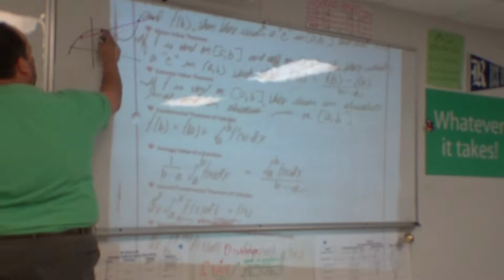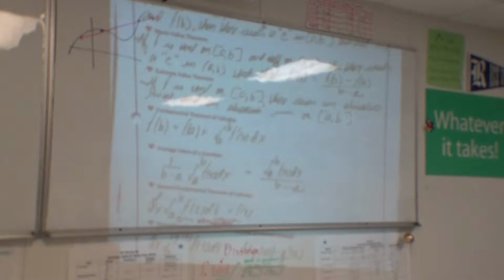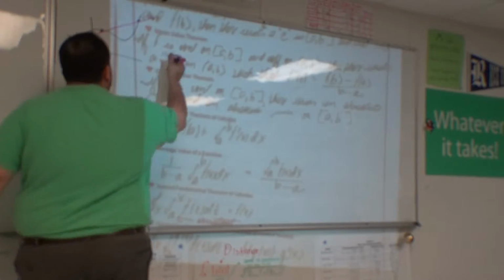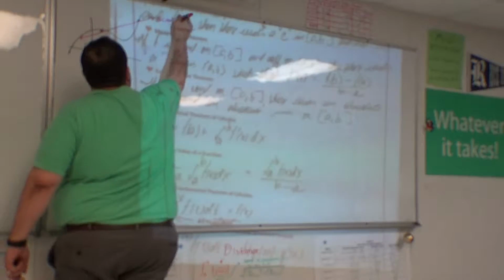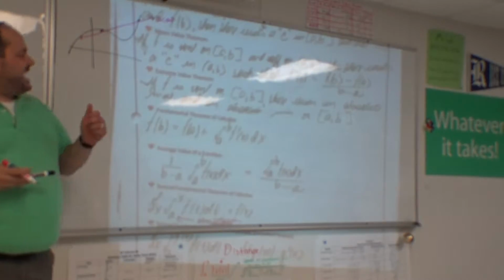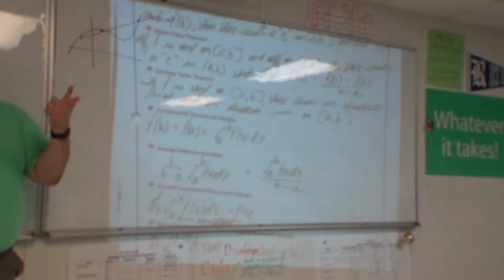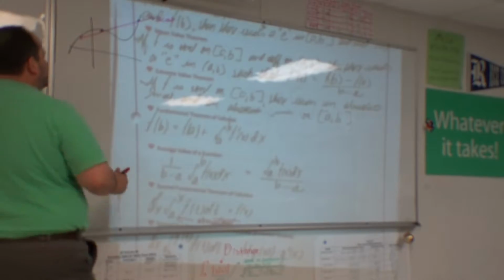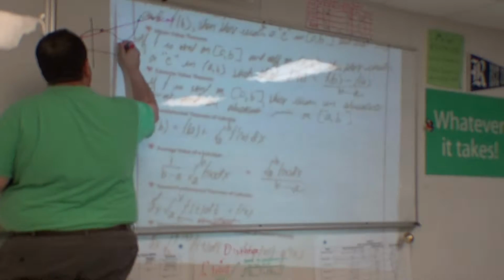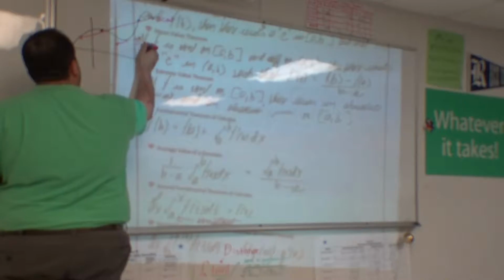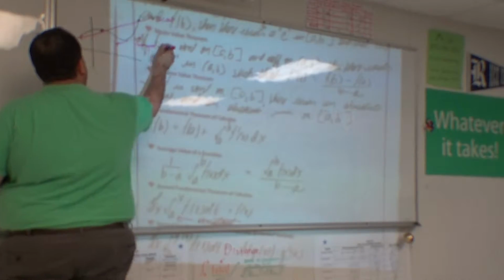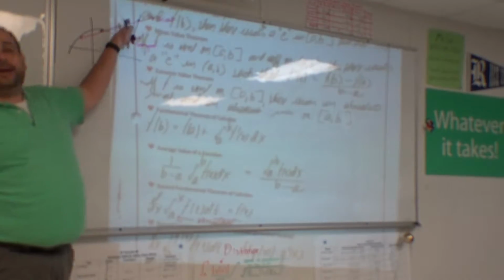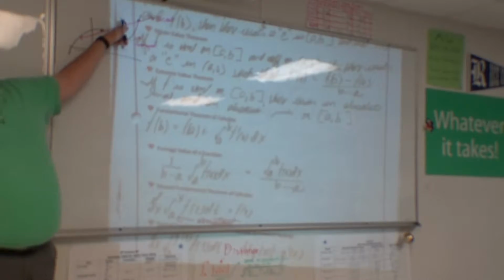What kind of a line is that? The pink one? What kind of a line? Secant line. Touches the curve twice. If you have a function that is continuous and differentiable, what the mean value theorem says is there's always going to be a place where your tangent line has the same slope as your secant line.